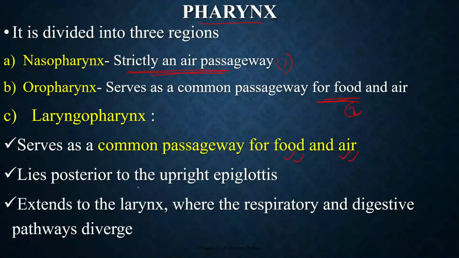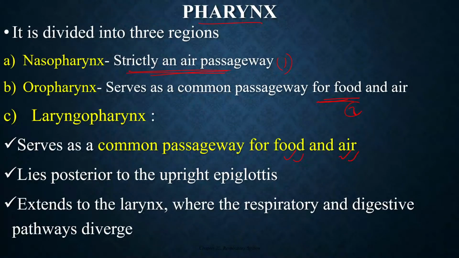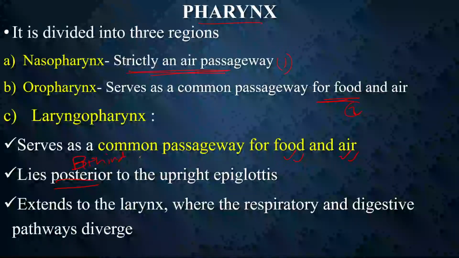It lies posterior to the upright epiglottis. And what do we mean by that? Posterior is behind the epiglottis. This one here is epiglottis. The one circled in red is the epiglottis. And so if we say that lies posterior, posterior simply means behind the epiglottis, and it's upright.